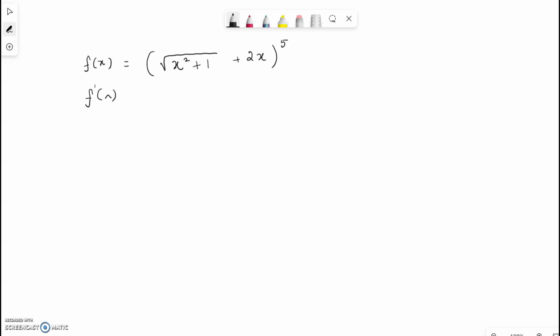The outermost function is something to the fifth. It looks like x to the fifth power, except that instead of x, you have a function of x. So the first step is 5, whatever the function is, to the fourth. So we don't touch the function inside, but then we remind ourselves that it's not x. It's a function of x, and that's when we use the chain rule. So we go times d by dx of the inner function.